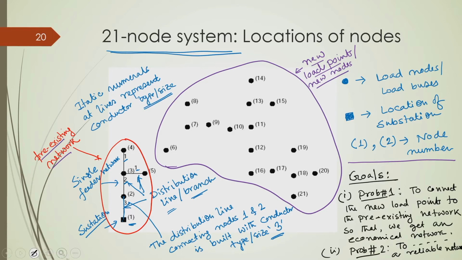Okay. All right. So, I hope that this is understood, and that is why, since we are intending to connect these new load points to this pre-existing network, we call this planning problem an expansion problem. So, this is an example of an expansion problem, because ultimately we are expanding a pre-existing network by connecting so many new node points. Okay. So, that is something one needs to understand.